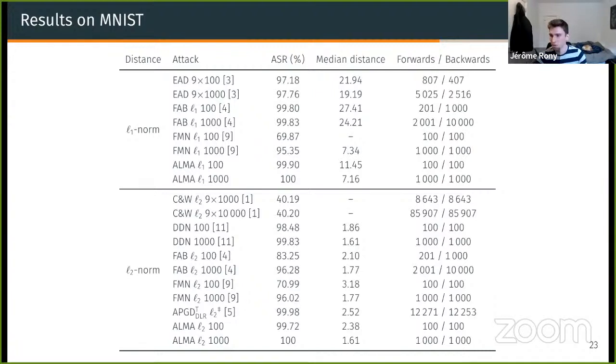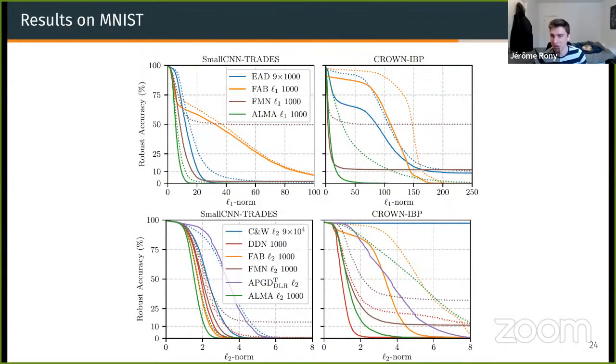These tables are an aggregation of results on different models. Here the median distance is a geometric mean of the median distance over several models. So it's a bit hard to read these tables, in my opinion, but that's what you need to have in papers today. But I much prefer these kinds of curves, which compare the trade-off between the norm of your perturbation and the robustness of a model.